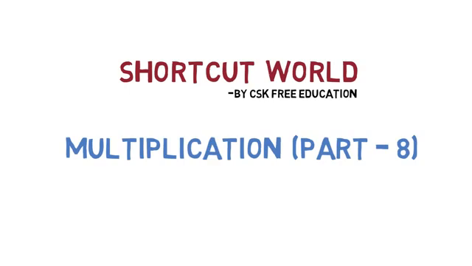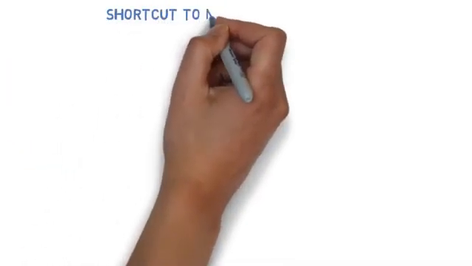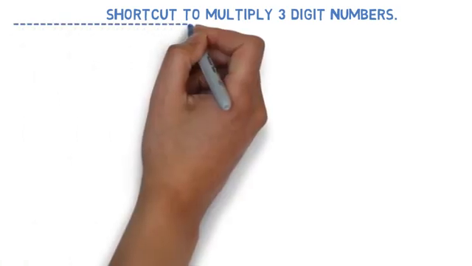As I promised yesterday, today I'm going to teach you multiplication shortcuts for 3-digit numbers. Yes, you can multiply 3 digits in just a single line. It is possible. Yes, it is possible. So let's begin.